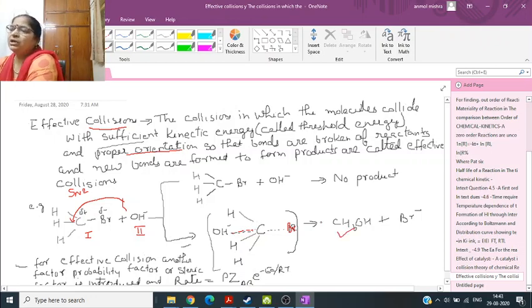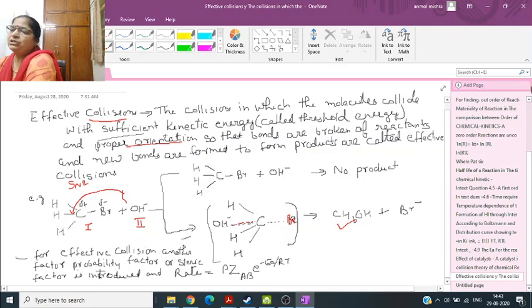So for effective collision, another factor came into existence, that is the probability factor or steric factor, and here rate is equal to P Z_AB e to the power minus Ea by RT. That is, probability means proper orientation should be there, then only the reaction will take place.